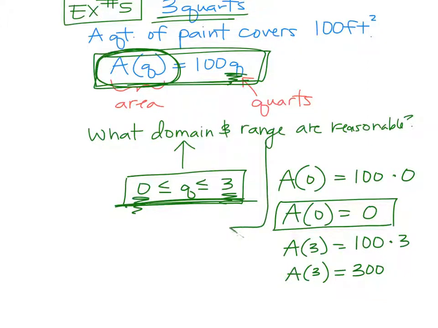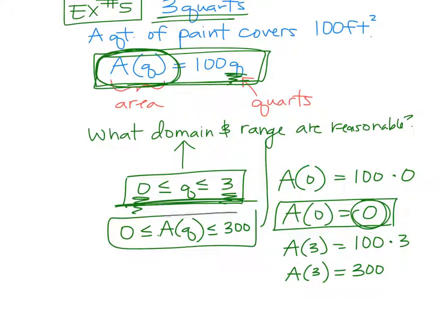So the range that makes sense would be as low as 0, right? If I plug in a 0, I get 0. And then this is A of Q. And if I plug in my high end here, I would end up with 300. Okay, so this is my reasonable domain. This is my reasonable range. My domain would be between 0 and 3. My range would be between 0 and 300.